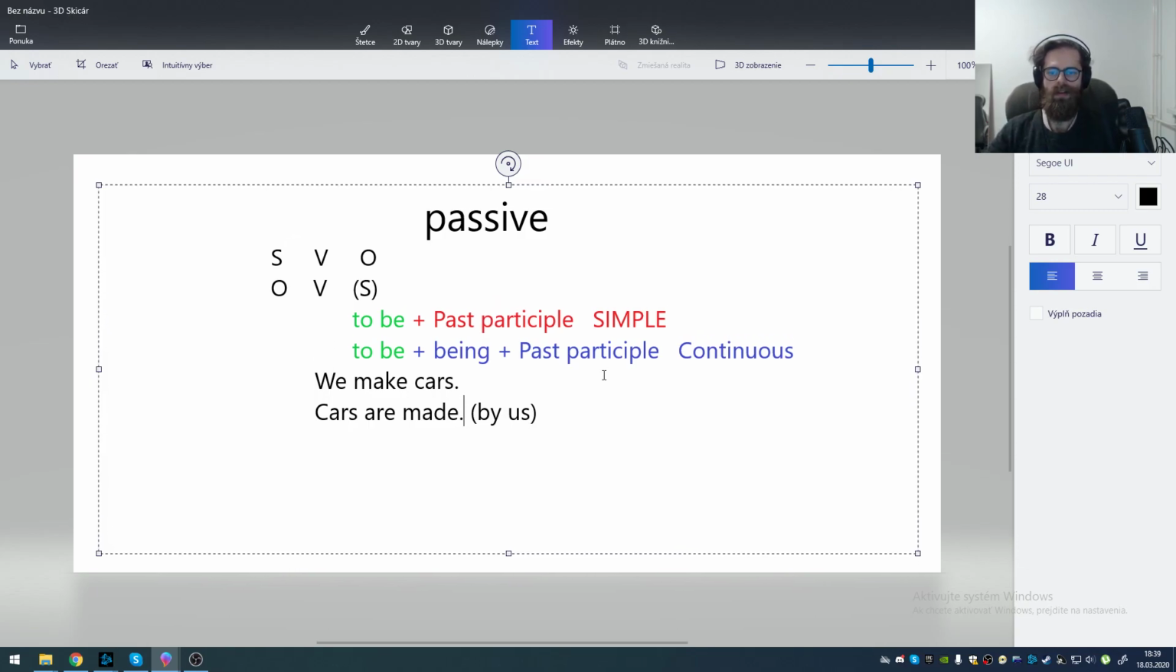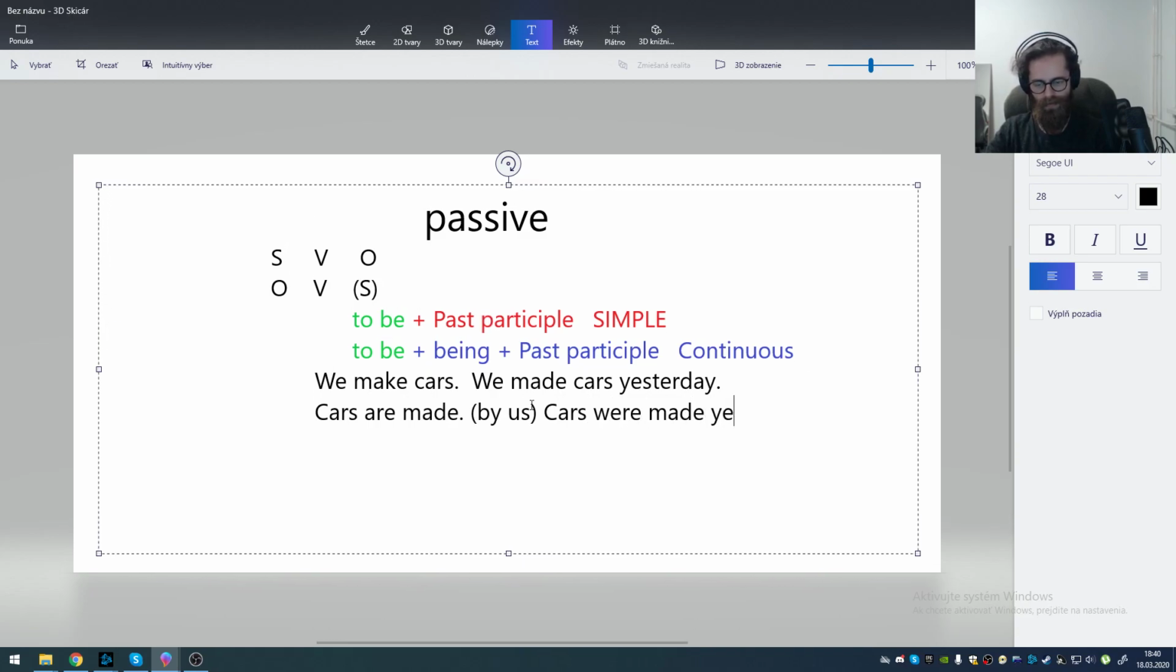Cars are made. Now what happens if you want to change the tense of this? We made cars yesterday. Whatever. All you do is change to be again. Cars were made yesterday. What you did, check this out: were was transformed from are. All you did was past tense. This stays the same all the time.